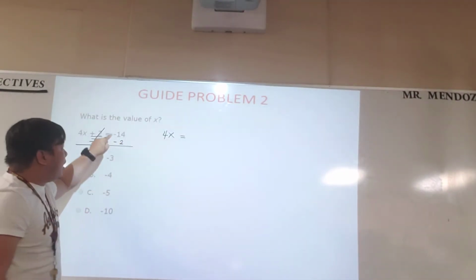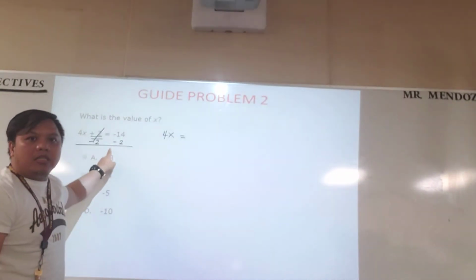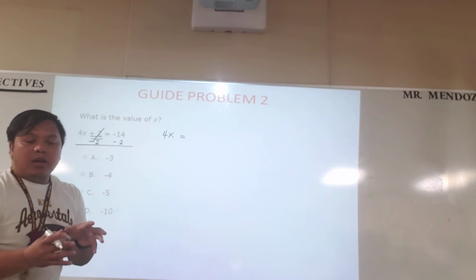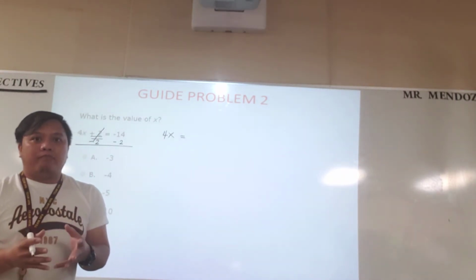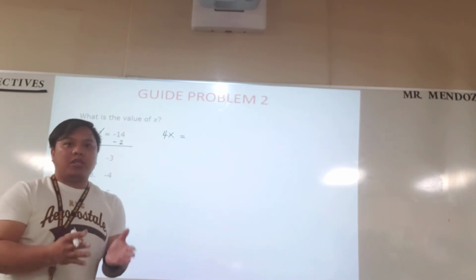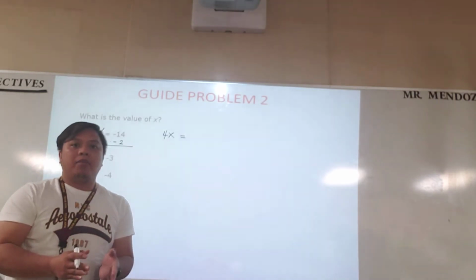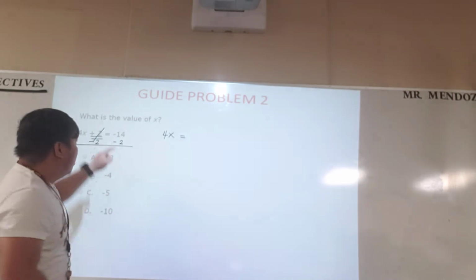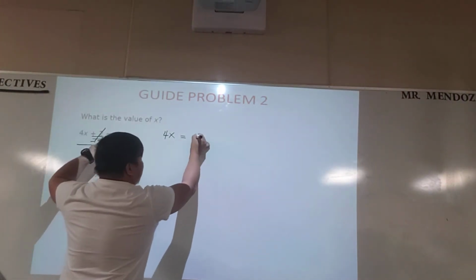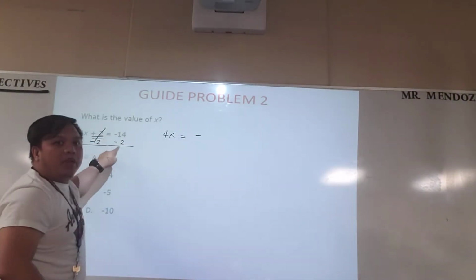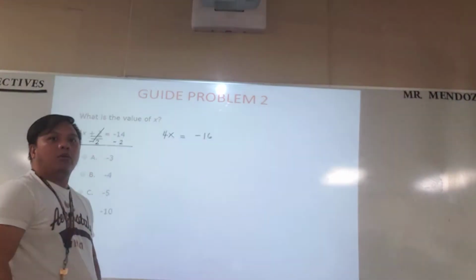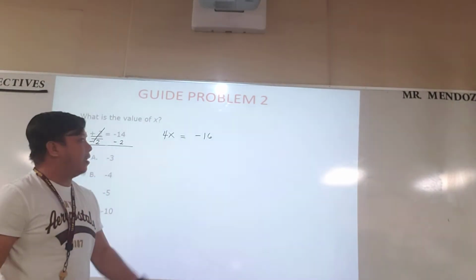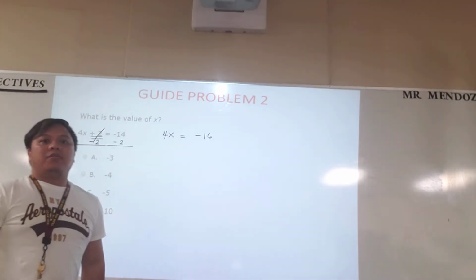As you can see, this is negative and this is negative. When you combine two negatives, that means what? You're going to add them. If they have the same signs, you're going to combine them and copy the sign, negative, because they're both negative. So 14 plus 2 is going to be 16. What's left now in our equation is 4x is equal to negative 16.